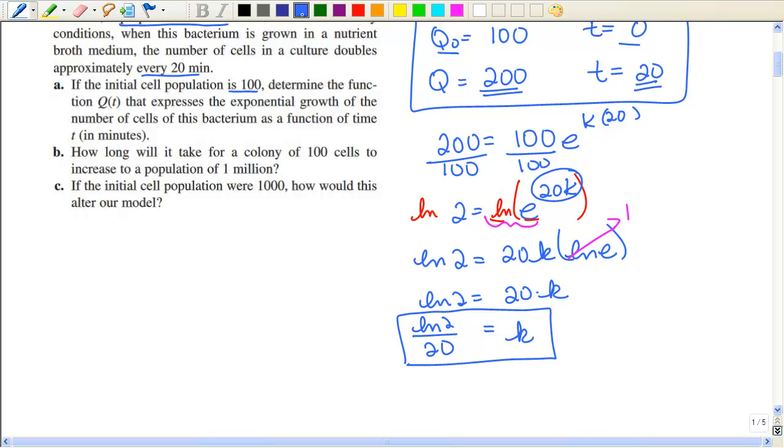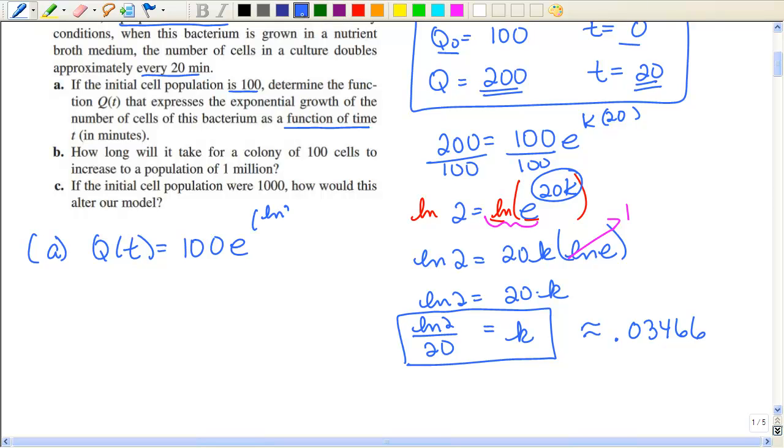Now you can punch that into a calculator, and it would be approximately 0.03466, I think. But it's asking us for the function as time. So we have Q of t equals Q naught, that's the initial, times e to the natural log of 2 over 20 times t. So that's my function. Part B, using that function, how long will it take, so that's t, for a colony of 100 cells to increase to a population of 1 million.